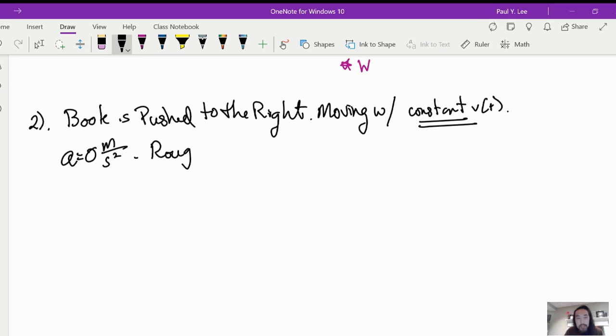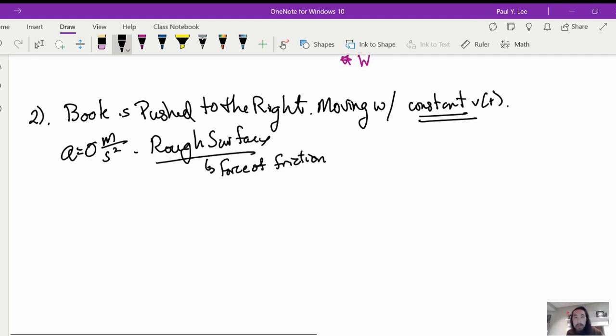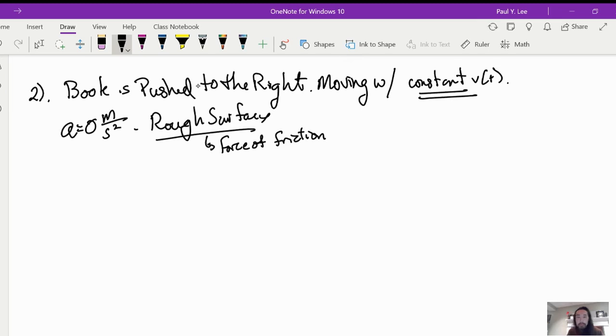And I'm going to put a little clue there. There's a rough surface. Now, what that rough surface means is that there is a force of friction. So keep an eye out for those keywords. All right, so let's draw it. I'm going to represent the surface there, right? Very important.